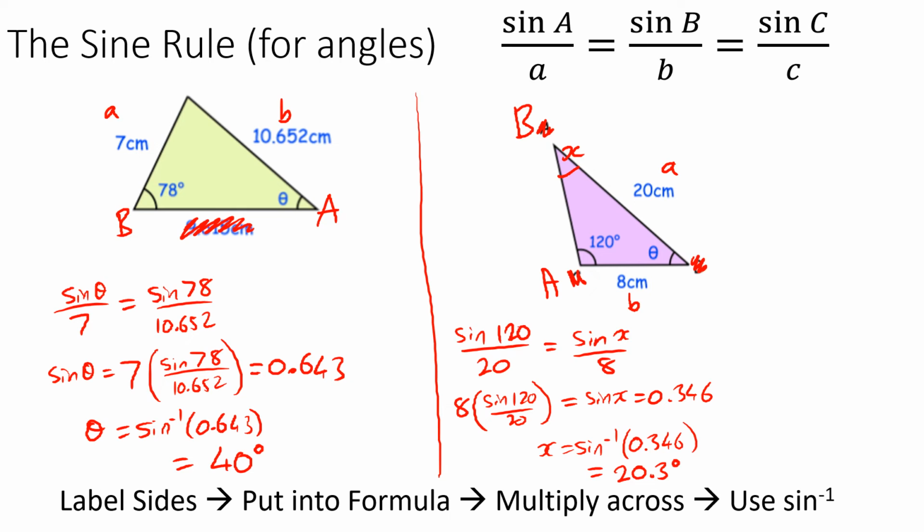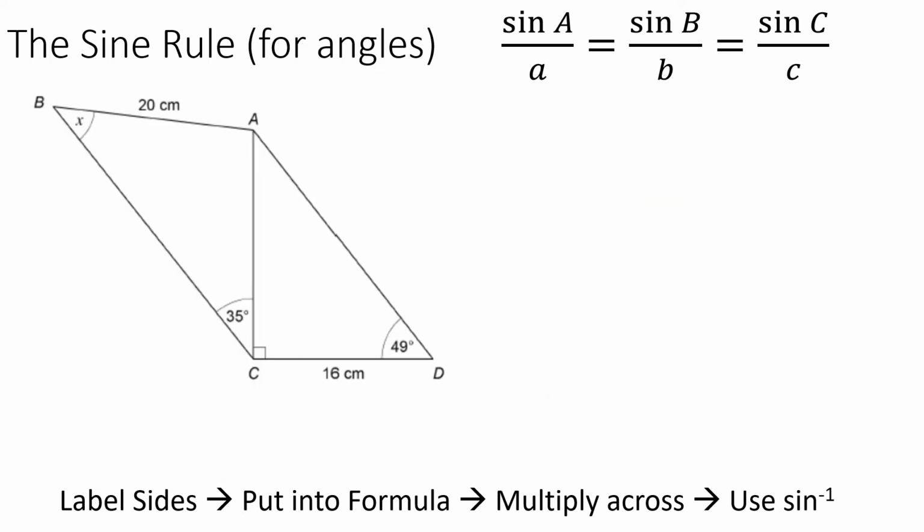But we're not quite done because the actual theta that we're after is going to be equal to 180, take away 120, take away 20.3. Should end up with 39.7 degrees or something like that. So even if they are pointing at a different angle than the one you want, you can always just use triangles adding up to 180.